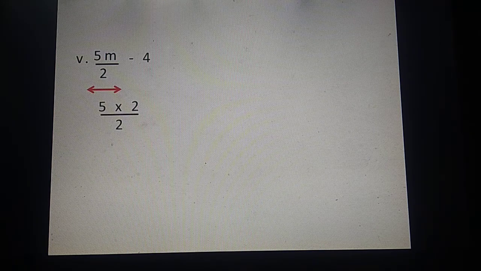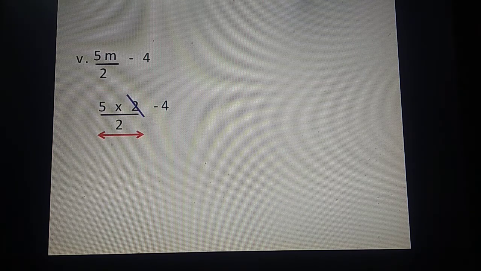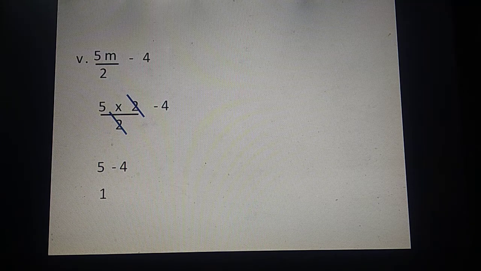Next is the fifth one, 5m upon 2 minus 4. Again, you will replace m by 2. So finally you will write it as 5 into 2 upon 2 minus 4. Now 2 is in the numerator as well as in the denominator. Cancel it. Finally, you are left with 5 minus 4. Solve them. You will get 1.